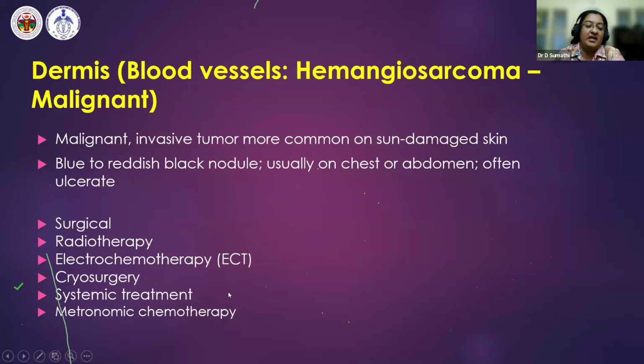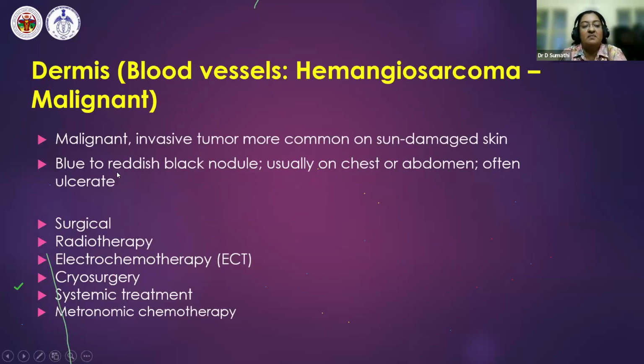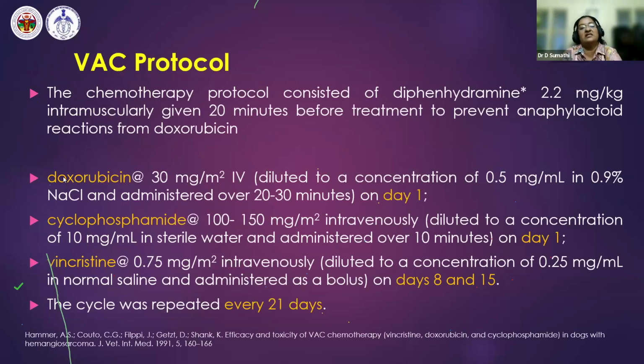Systemic treatment can also be attempted, and metronomic chemotherapy is taking a very big role in human medicine as well as in veterinary medicine. It is nothing but using a low dose of chemotherapy for a quite longer period without much side effects. So for malignant hemangiosarcoma, the chemotherapy protocol suggested is the VAC protocol. The VAC protocol combines doxorubicin, cyclophosphamide, and vincristine.